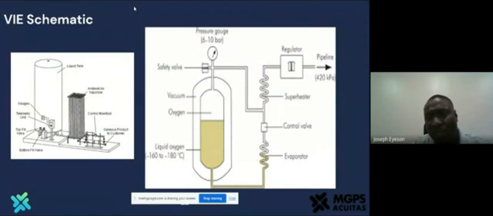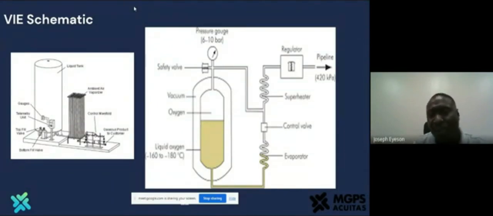But a vacuum is always created on top where the oxygen is, and the liquid goes down into the evaporator and then into the control panel. And then there's a superheater which heats to change the temperature of the liquid into a gaseous form, and it goes through regulation, either manifold and then the pipeline. If you have a pipeline in your facility, then you can send it to your facility.